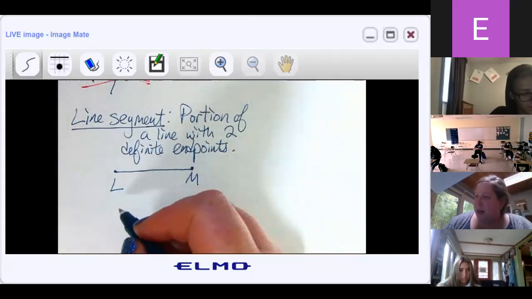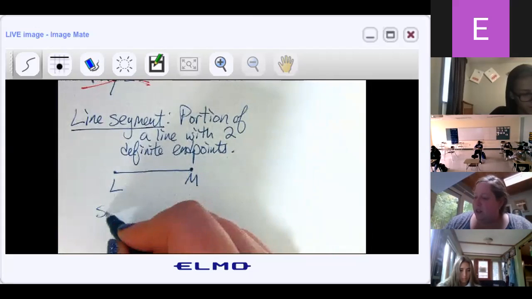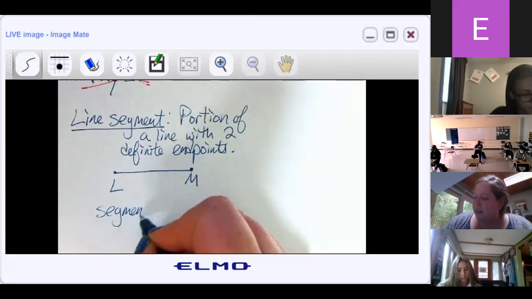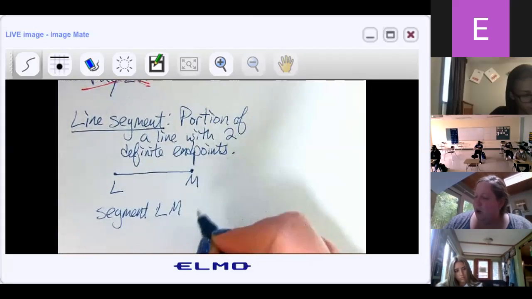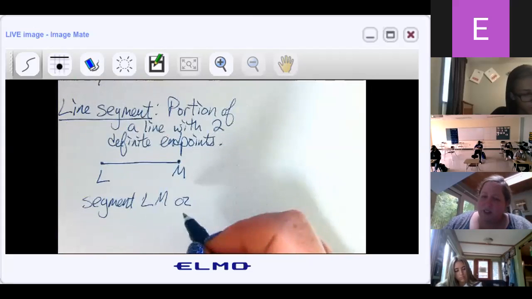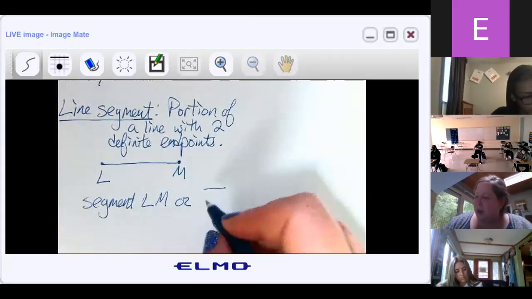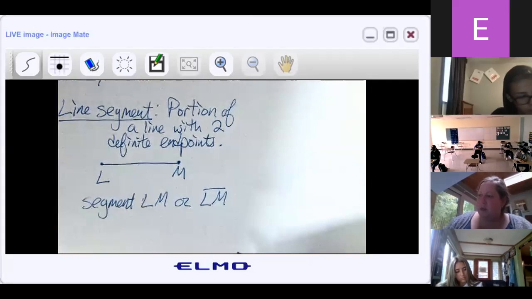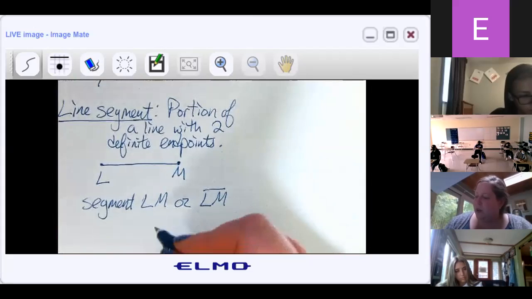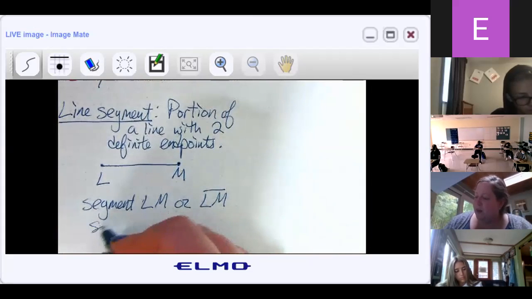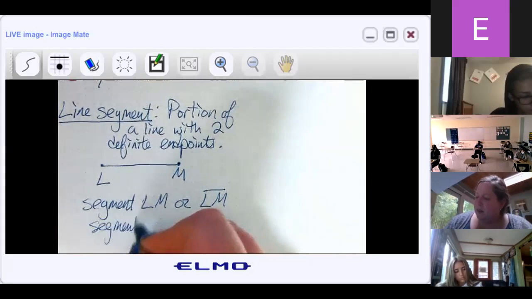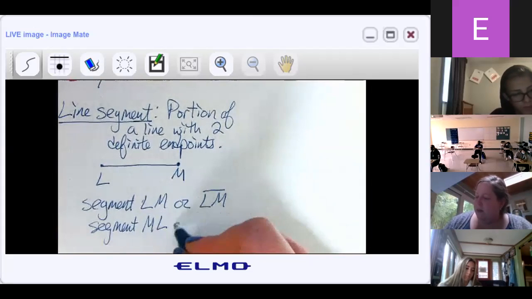But you're going to refer to it as segment LM, or luckily for us, there is a symbol for this also. It's just a bar. You would not use arrowheads. It's just the bar, okay? So you could also swap it around and do ML.